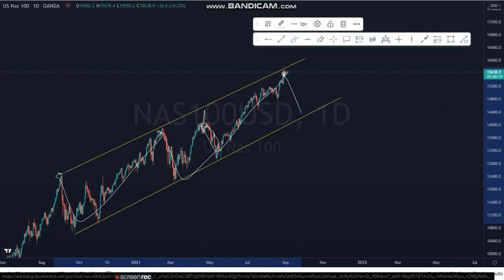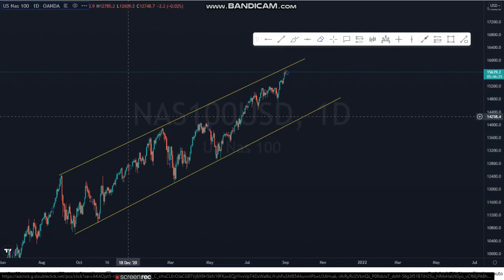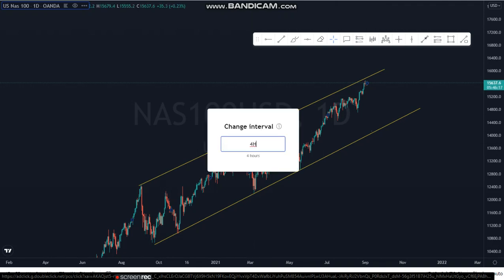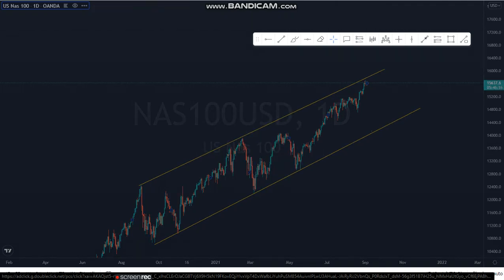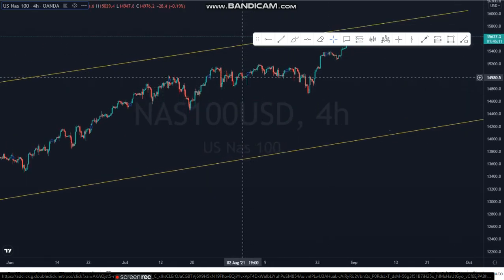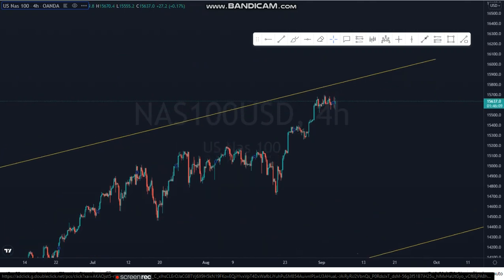So like I said, guys, I don't know when that will happen, but we'll only rely on price action so that we can have at least that advantage over the market. So now I'm going to the 4 hour time frame in order for us to have a much clearer view on these indices.